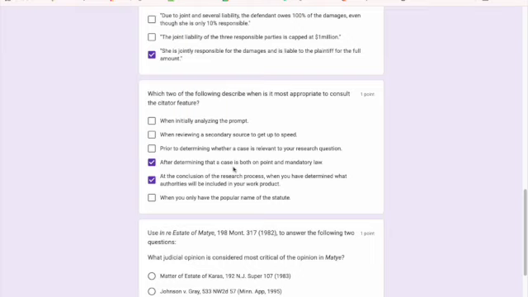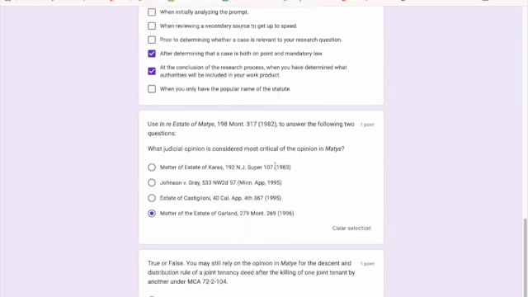After determining that the case is both on point and mandatory law, yes, now is the time to take the time to update your case. At the conclusion of your research process, when you've determined that the authorities will be included in your work product, yes, again, the very last thing you want to do is make sure everything is still good law right before you turn it in. And then that final one, when you only have the popular name of the statute, not what we're talking about here, right?